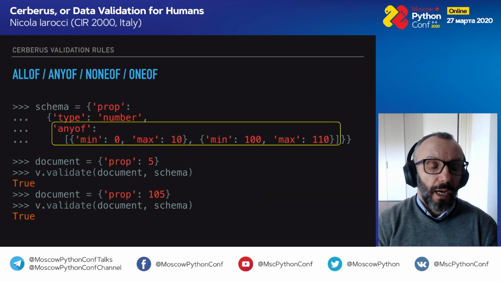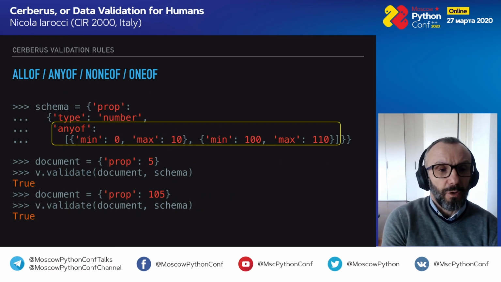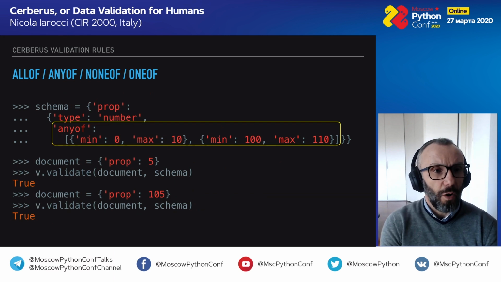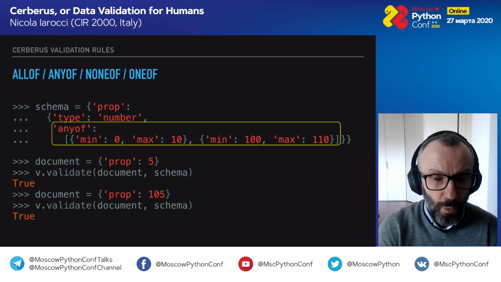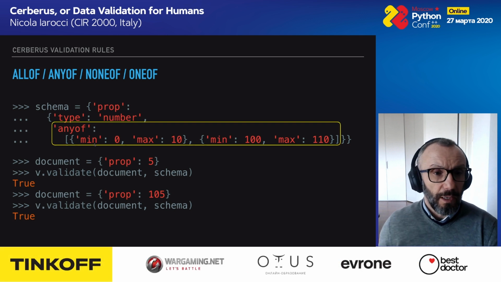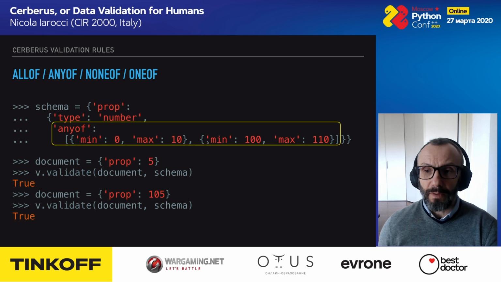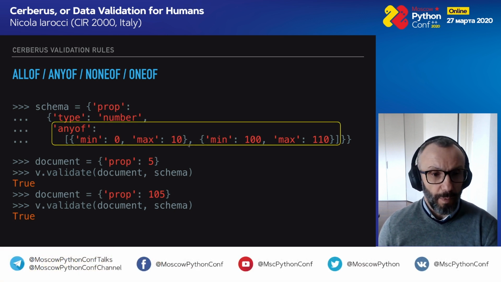Then we have some, I call them magic methods. So for example, here we have anyof, but you also have allof, noneof, and oneof. They all work pretty much in the same way. So here we have a number, and this number has a number of rules that need to be applied on it, but just one of them must be valid, and we can accept the document.